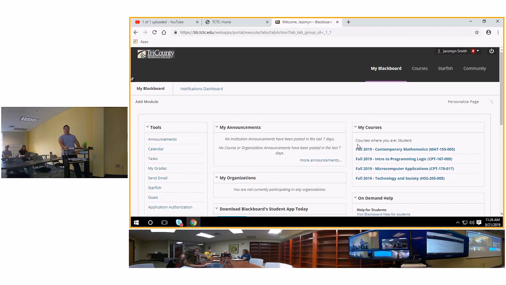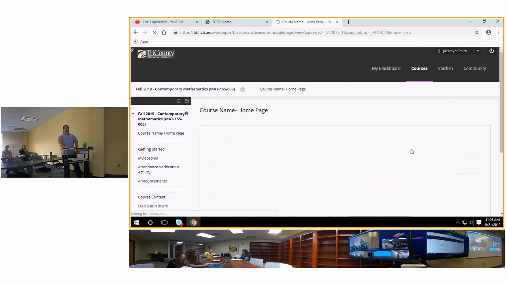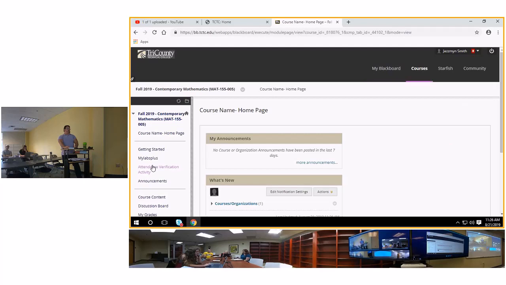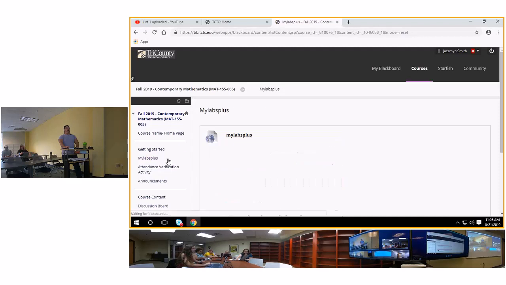All right. So here is her 155. So hit 155 or whatever right there. And there is my Mylab Plus. Now here's where you need to write down some notes. Make sure you got your notebook out. Since Tri-County wants you to go through Blackboard, you're going to have to hit Mylab Plus. Hit Mylab Plus. After you hit it the second time, it's going to go through and spin.